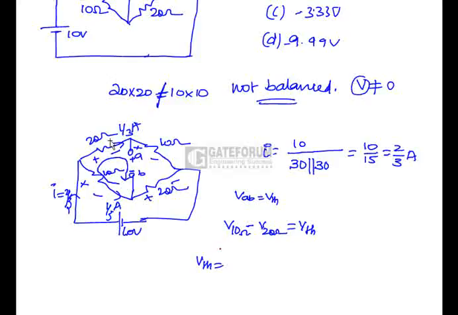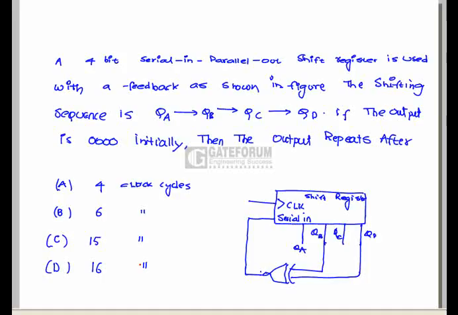Now what is the voltage across this 10 ohms? The voltage across this 10 ohms is 10 into 1 by 3, minus the voltage across 20 ohms, which is 20 into 1 by 3. So this is minus 10 by 3, that is minus 3.33 volts. Option C is correct.